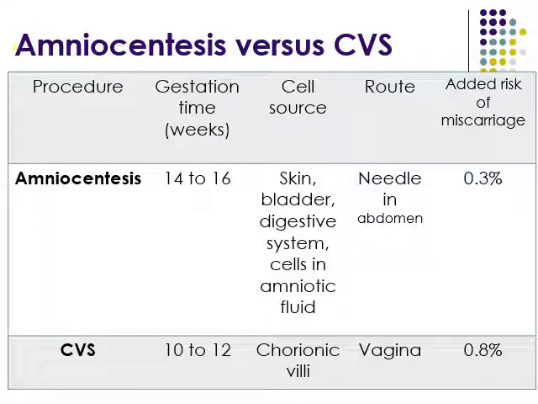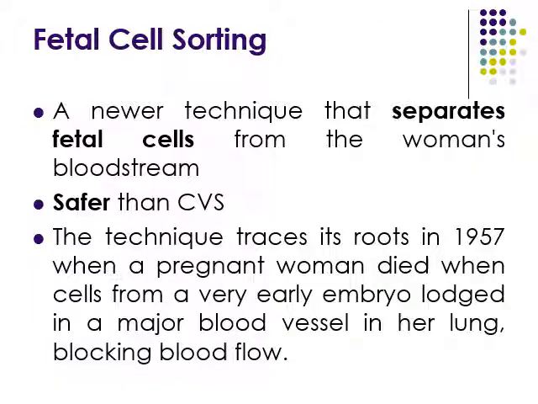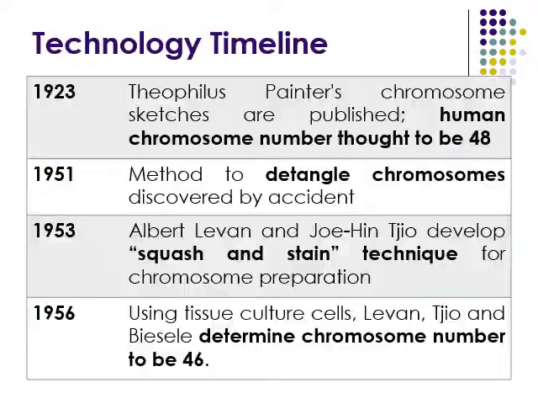Then, difference between amniocentesis versus CVS. Amniocentesis, gestation is 14 to 16 weeks. Then it uses a needle. CVS, 10 to 12 weeks gestation time. Then its route is through the vagina. So fetal cell sorting is a newer technique that separates fetal cells from the woman's bloodstream. It is safer than CVS.